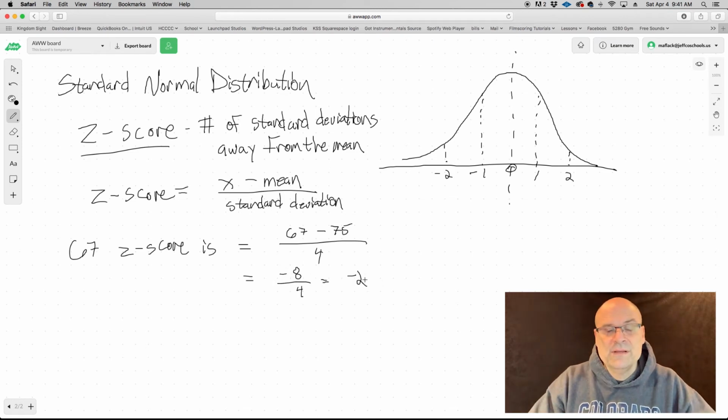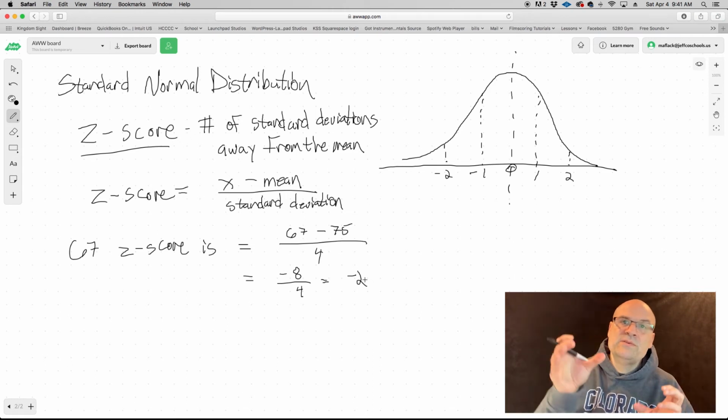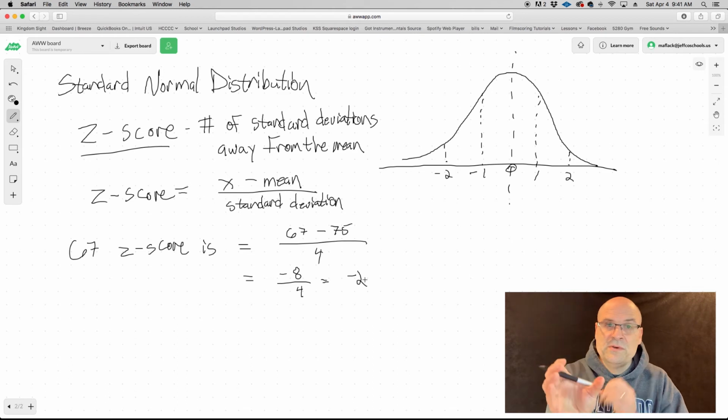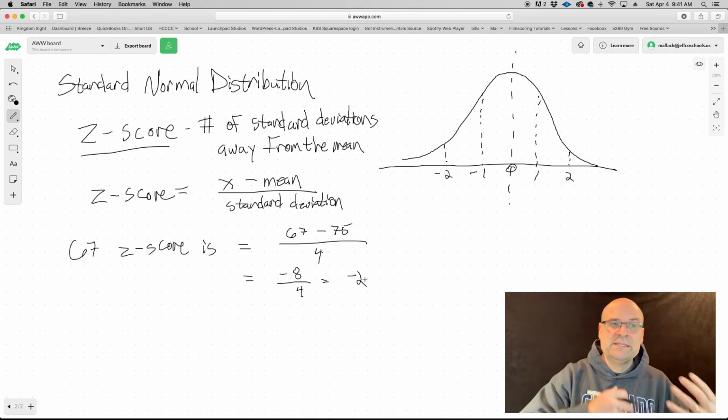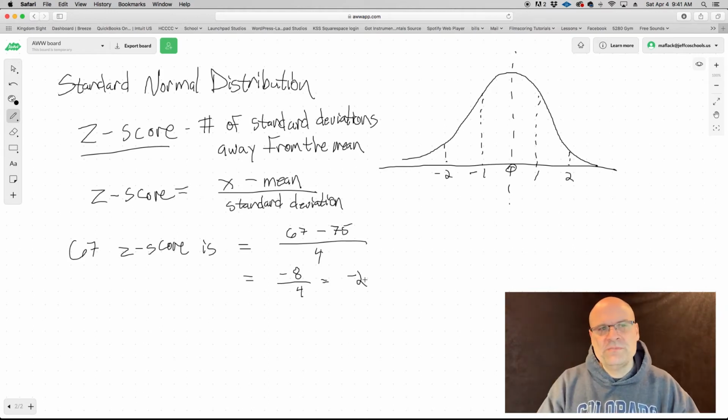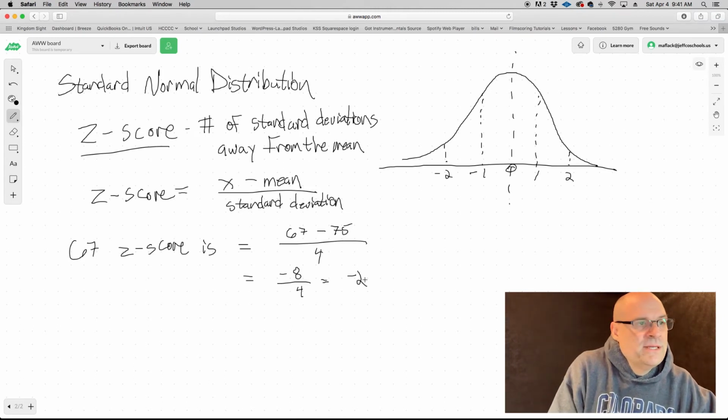And that's right, because it's 2 standard deviations. Remember, a standard deviation is 4 in this example, so 2 of them would be 8. 75 minus 8 is 67. Does that make sense? I know it's kind of confusing, but I think it's just confusing because we're introducing a new term, this z-score, okay? So let's do a couple more examples.